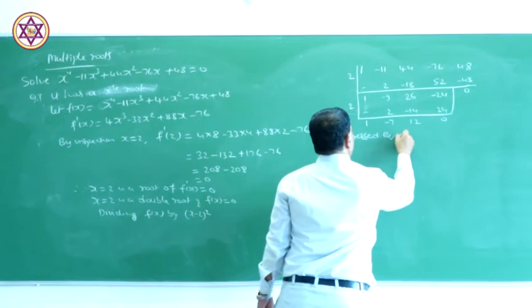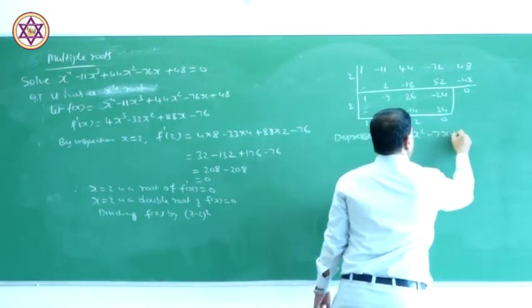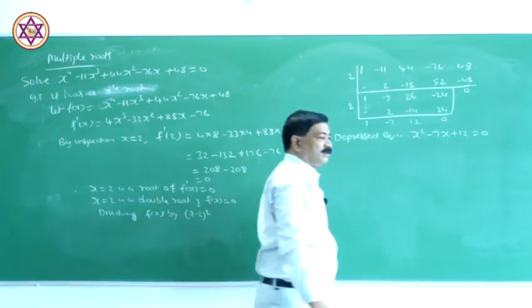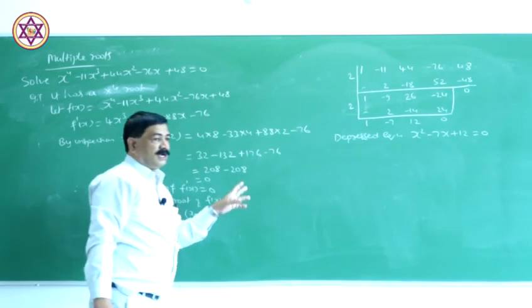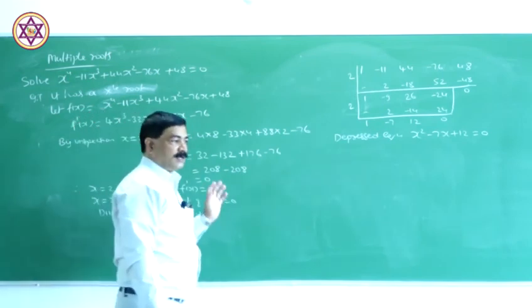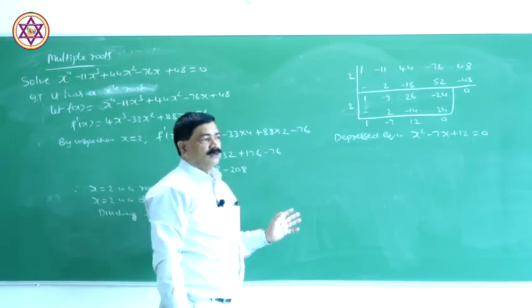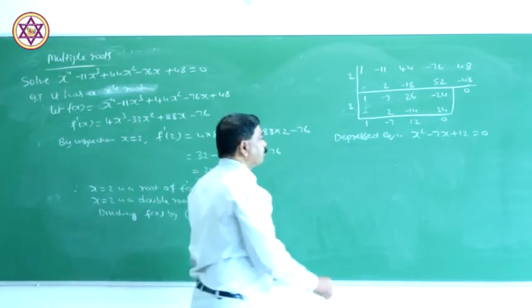So, the depressed equation is x squared - 7x + 12 = 0. I am dividing twice because this one is a double root. If it is a double root, we have to divide 2 times. If it is a triple root, divide 3 times.